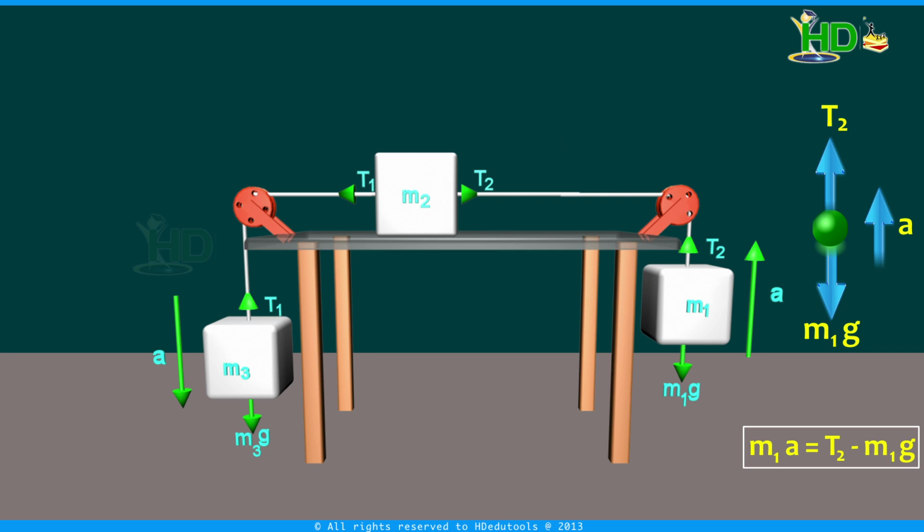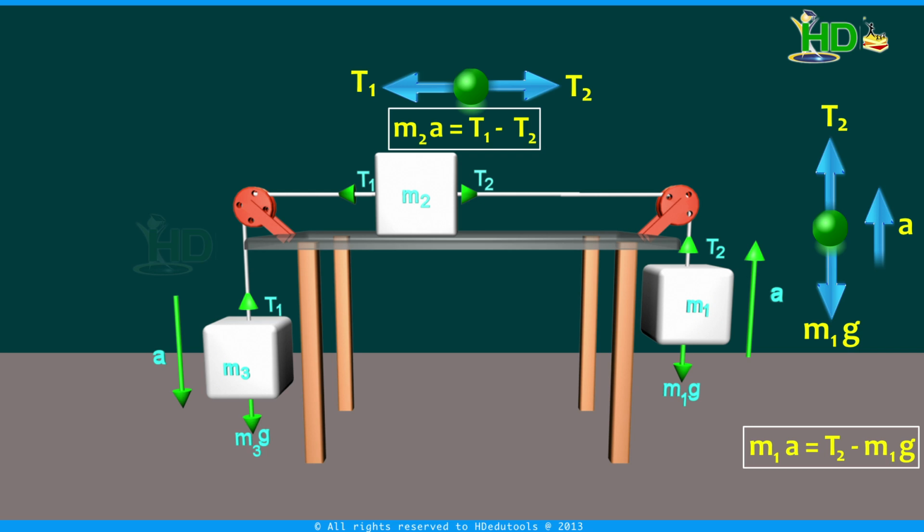Now at m2, the tension in one string is T1 and the tension in the other string is T2. T1 is acting along this direction and T2 is acting along this direction. m2g is vertically down and the normal reaction is vertically up. These two will get cancelled and the mass will move because of T1 and T2. For this we can write m2 into a equal to T1 minus T2. We take this as equation 2.